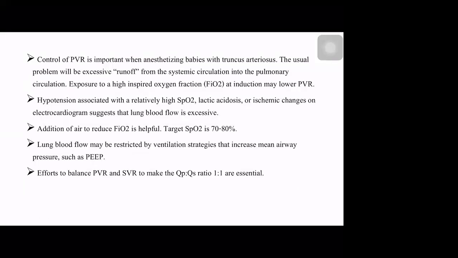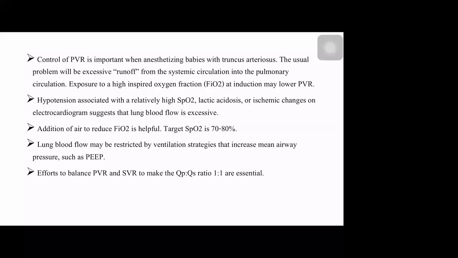Control of PVR is important when we are inducing the babies in Truncus arteriosus. The usual problem will be excessive runoff from the systemic circulation into the pulmonary circulation, because if during induction the PVR is lowered at a significant level because of high inspired oxygen, high FiO2, then there will be excessive pulmonary blood flow. Again, the patient will go into heart failure.